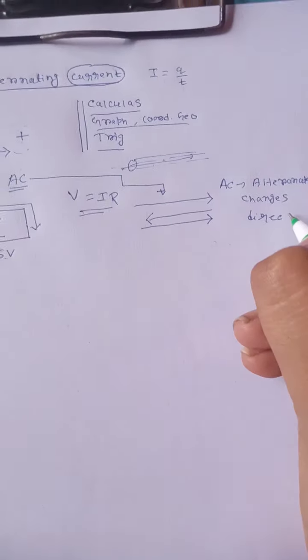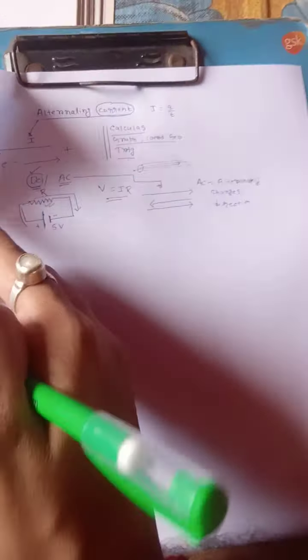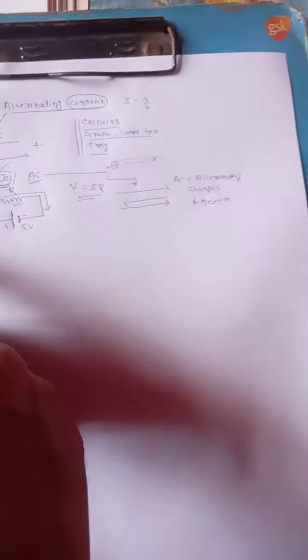Alternately changes direction. So that's what our AC current is. It alternately changes direction, and the wind is changing my direction here, so pardon me for that. It's a pretty strong wind out there, but anyway, that's about alternating current here.